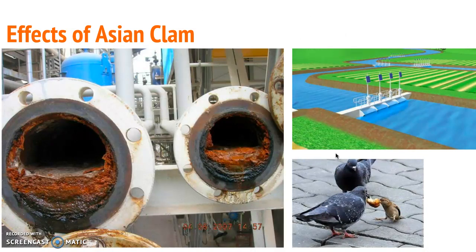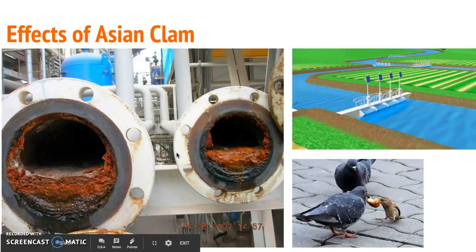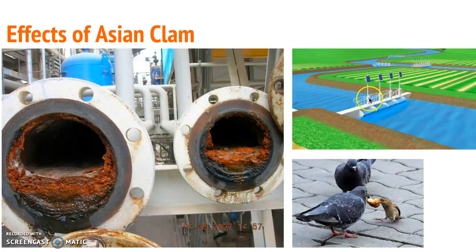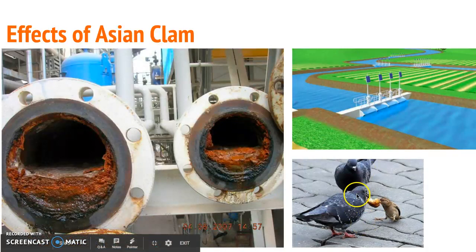The effects of the Asian clam. Environmental effects of the clam have been biofouling in power plants and industrial water systems, as you can see here, and causing problems in irrigation canals and pipes. These are irrigation canals and these are the pipes, and drinking water supplies. It also competes with native species for limited resources. And this isn't the species in specific, this is just a photo to represent the competition.